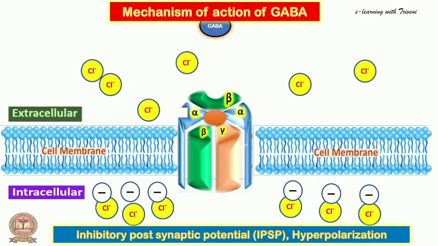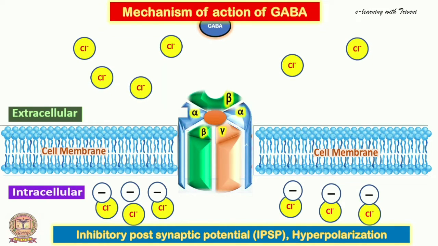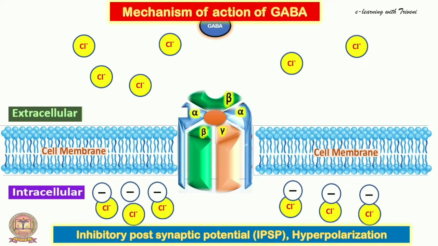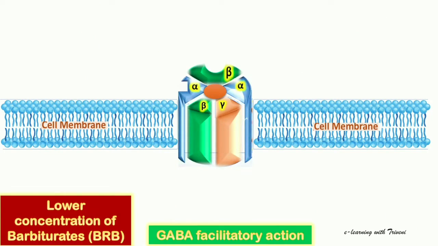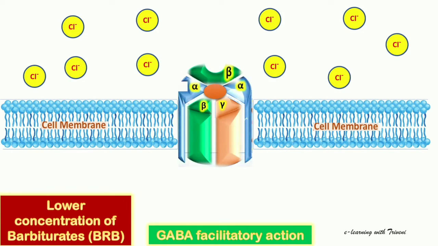This potential is known as the inhibitory postsynaptic potential, that is IPSP. Formation of IPSP inhibits the generation of the action potential in the cell, which blocks further impulse conduction and leads to CNS depression. In this way, GABA acts as an inhibitory neurotransmitter and produces central nervous system depression. Before starting the mechanism of benzodiazepines and barbiturates, you have to observe that the sequence of events after the entry of chloride ions into the cell is similar to GABA action. The only difference is how the channel is opened in barbiturates and benzodiazepines.